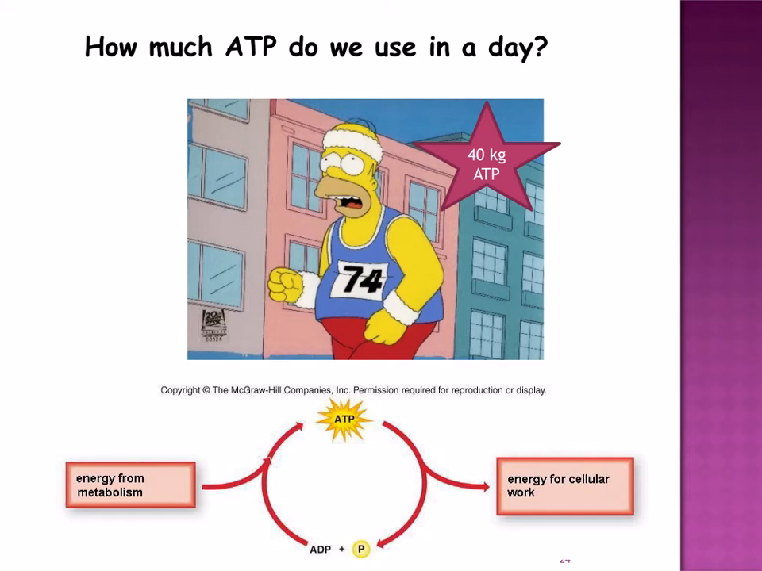So here you can see ADP plus P requires energy, it forms ATP. This is hydrolyzed to form ADP and P. When it's hydrolyzed, energy is released, which can be used for cellular work.